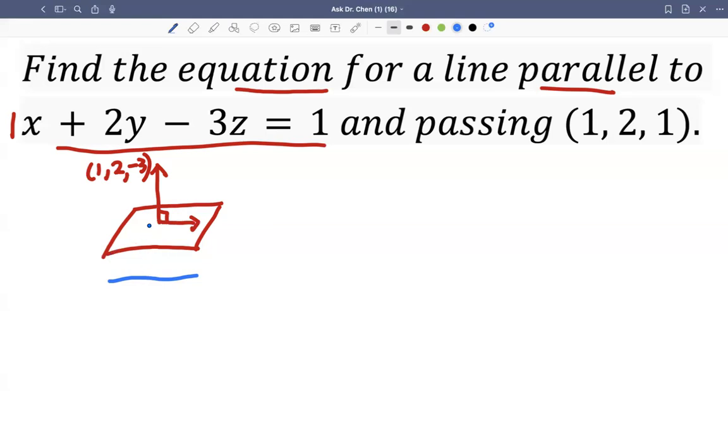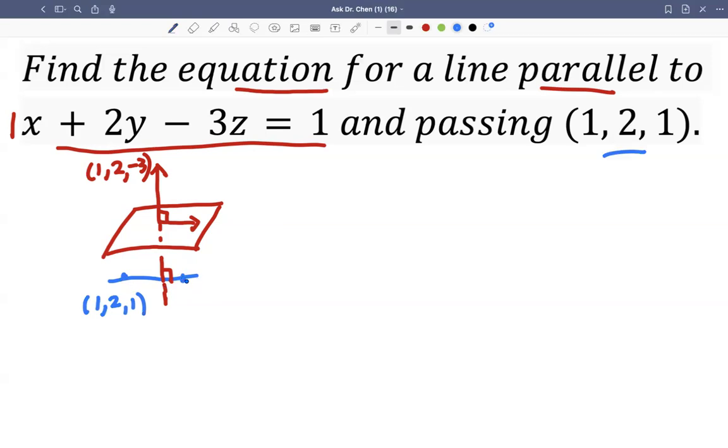Because it's parallel to this plane, if we extend the normal vector, this normal vector will be orthogonal to this line as well. So we're going to use that feature and also use this normal vector to write the representation of the equation for the line. So what do we do? First, let's say the given point is somewhere here, (1, 2, 1), right? We're given this point.